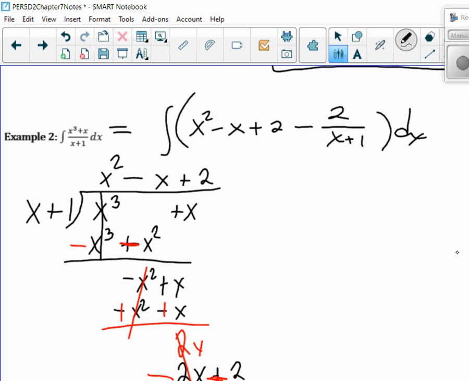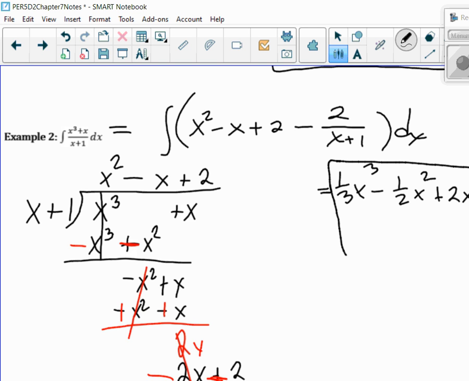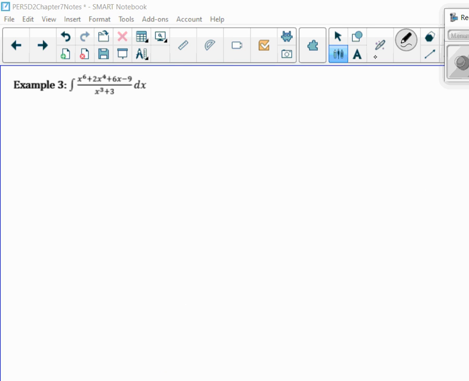So what's the antiderivative of x squared? 1/3 x cubed. What's the antiderivative of minus x? Minus 1/2 x squared. What's the antiderivative of 2? 2x. Now this one, hopefully you can picture what's going on. If not, you do u substitution. So what do you get? Very good. And then don't forget the plus c. There you go. So the division is a little trickier, but you've got to just go with it, right?